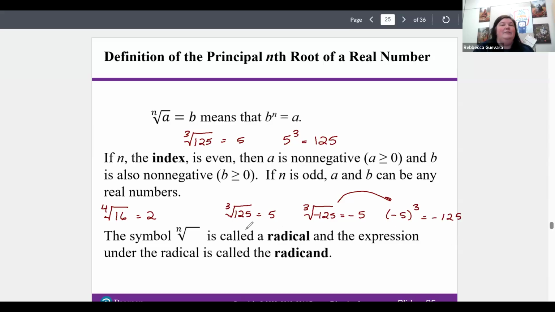So when we have odd roots, we can do odd roots of negative numbers, but we can't do even roots of negative numbers, because 2 to the power of 4 would be 16, but negative 2 to the power of 4, the only choice it has is 16. So just be aware that if you do an even root of a negative number, it will be undefined.